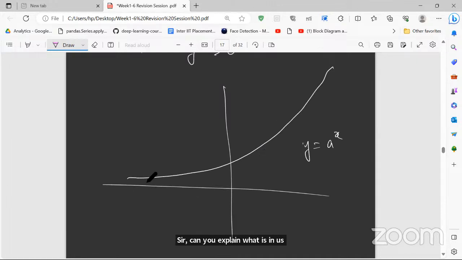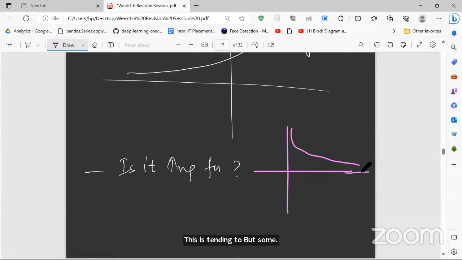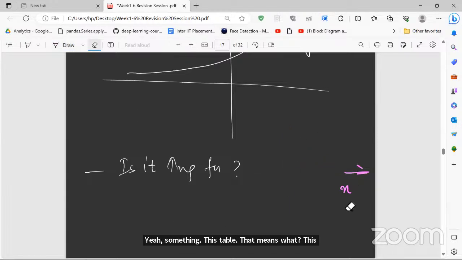Asymptote is like this, which is tending to the x-axis, for some parabola or something. If you have this type of plot, that means what? This equation has asymptotes x equals 0 and y equals 0. Okay. Where is this taught? Asymptote was taught in the lectures. Okay.